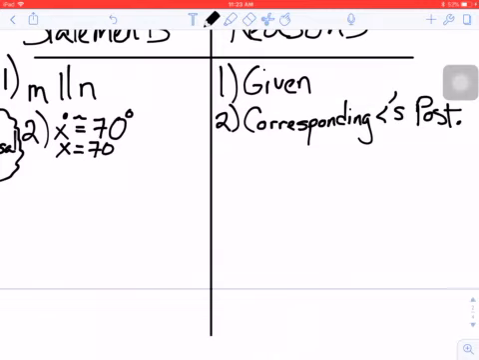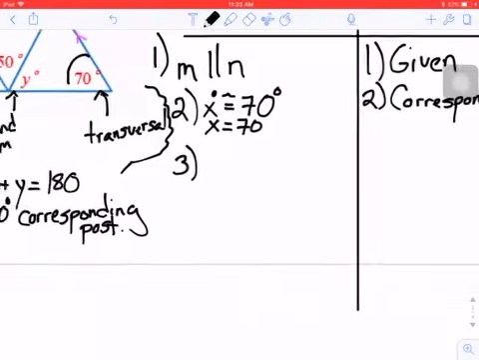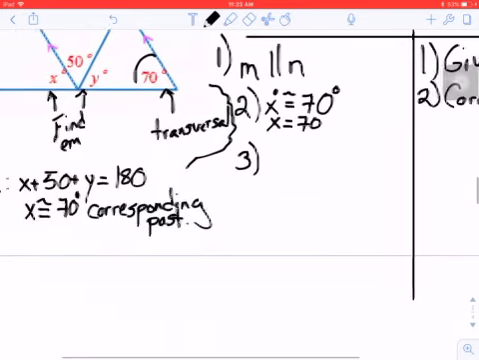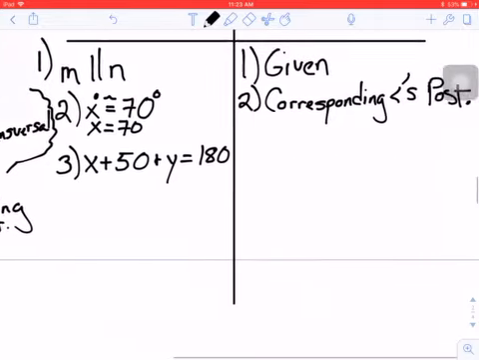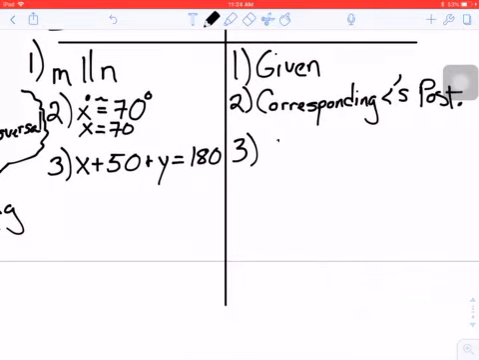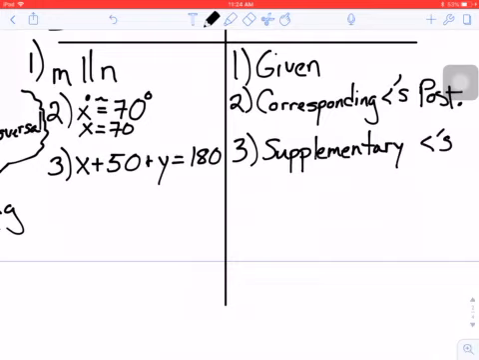All right, number 3. Now that I know that x is 70, I'm going to be able to use that in just a little bit. But let's go back to our useful information here. We know that x plus 50 plus y equals 180. So I'm going to say x plus 50 plus y equals 180. And that is because they all lie in the same line, so they are supplementary angles.